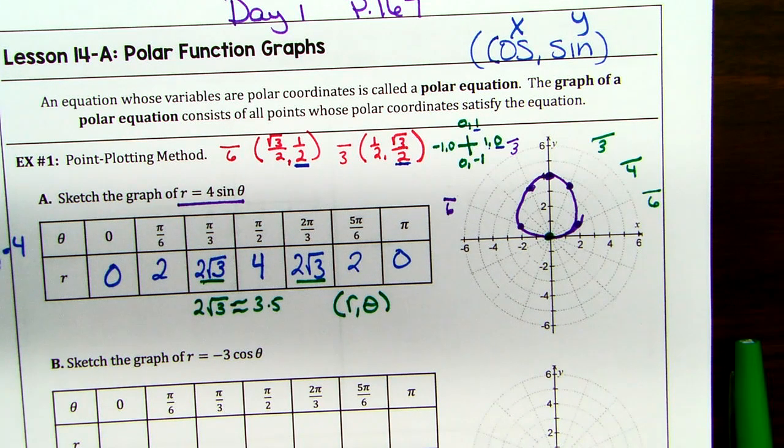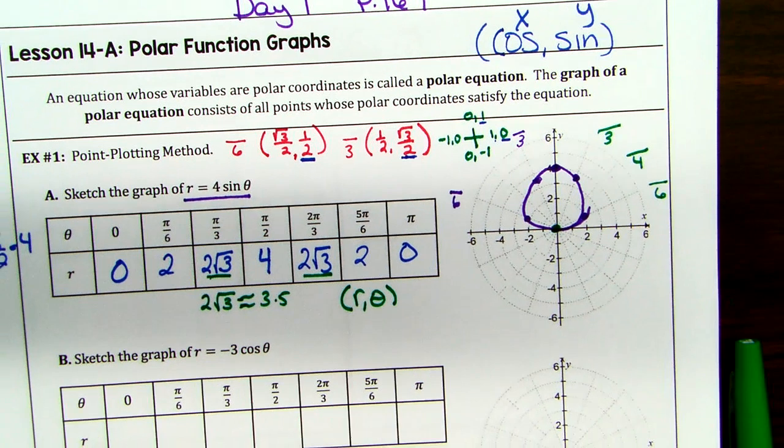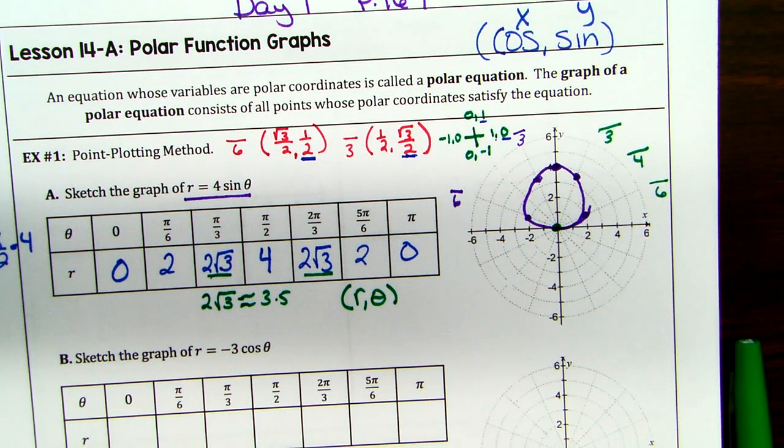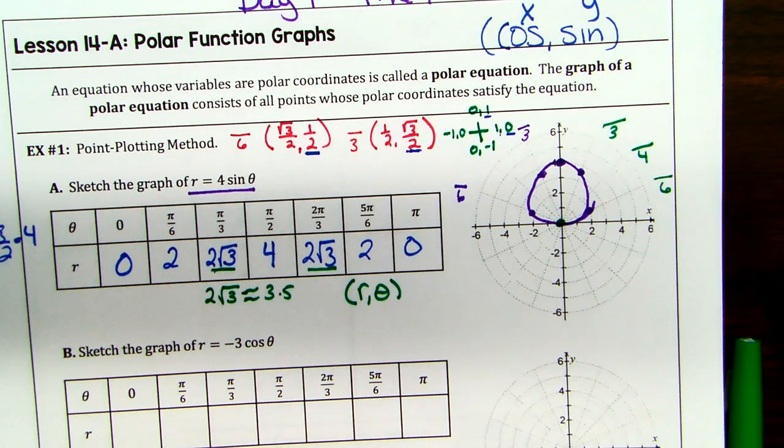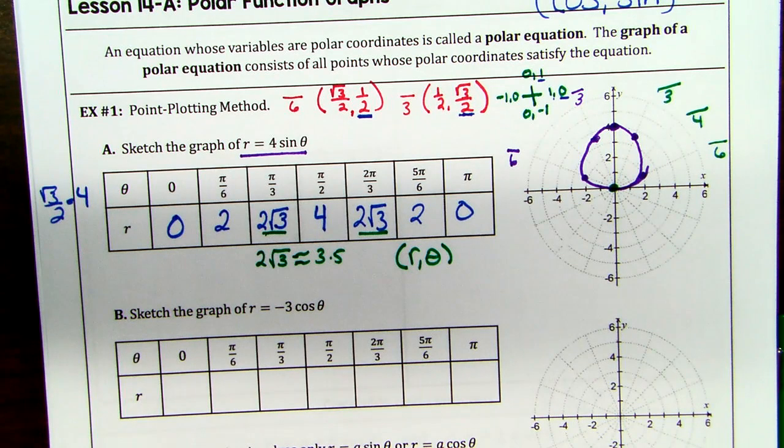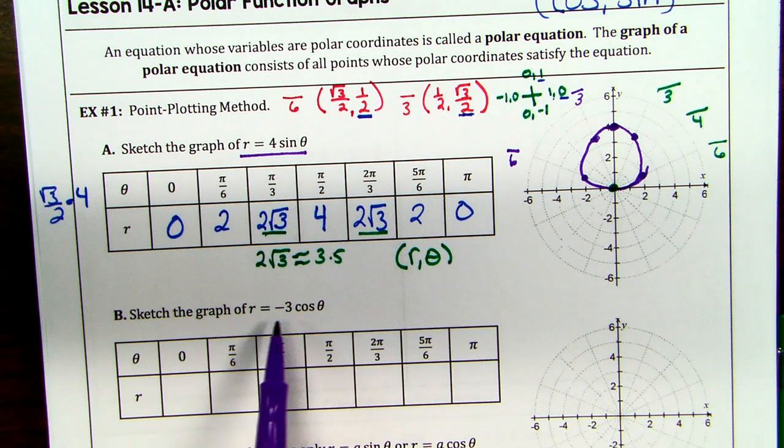Okay. Not perfect, not even pretty. You will see my lack of artistic skills in the next few days, for sure. Let's do another one of these, and then we'll talk about it, and I'll show you the easier, quicker way of doing these. So, sketch the graph of -3 cosine theta.